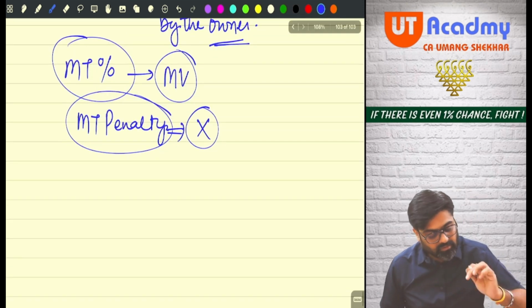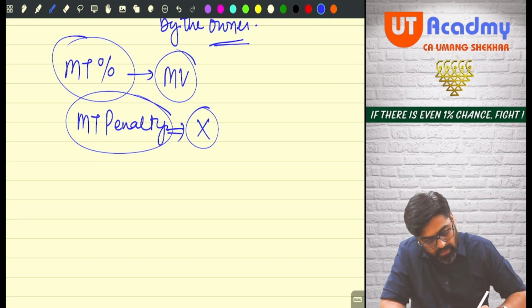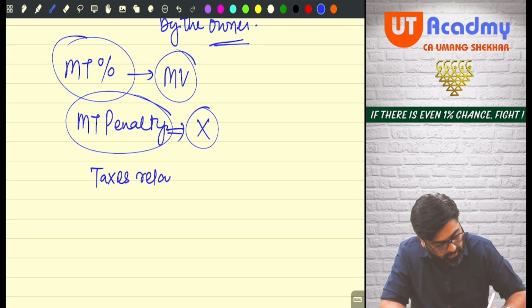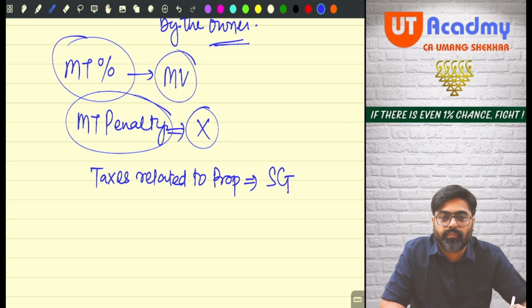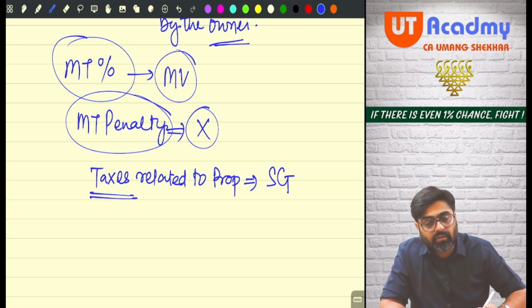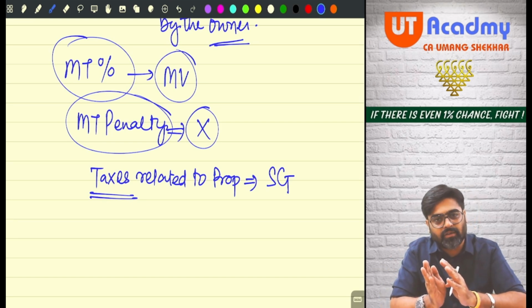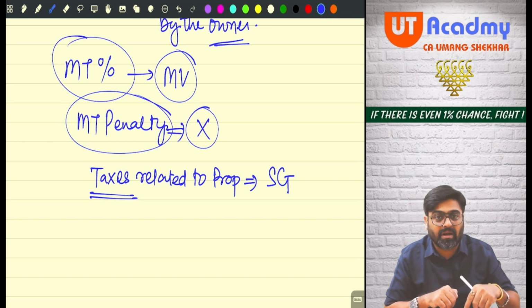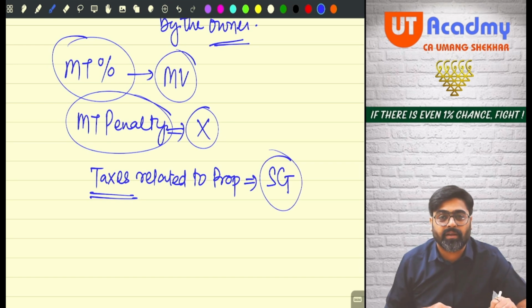Next one. Sometimes it might also happen that, see, the taxes related to your property are charged by the state government also. And these taxes are known as land revenue, state property tax. Yes or no? So are these taxes related to your property? Yes. But are they charged by the local authority or by the state government?